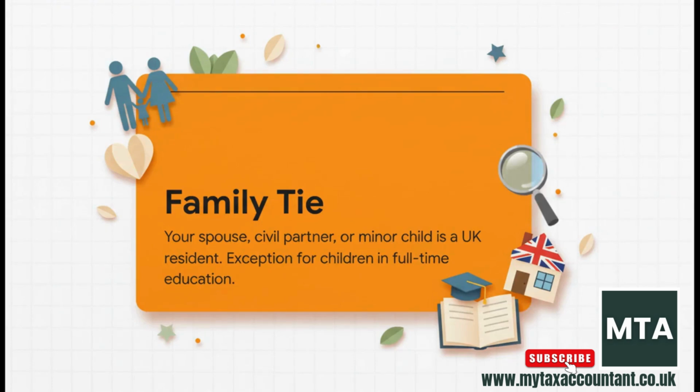First up is the family tie. This kicks in if your spouse, civil partner, or a child under 18 is a UK resident. So yeah, your family's status can directly affect yours. But there's a really important exception. If your child is only in the UK for full-time education and doesn't spend much time with you here outside of school holidays, that generally won't create a family tie.